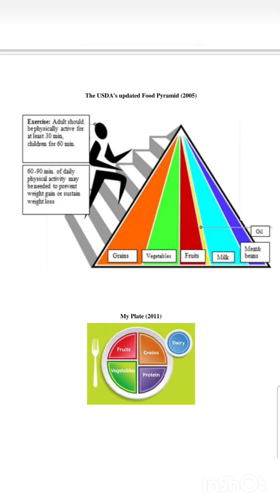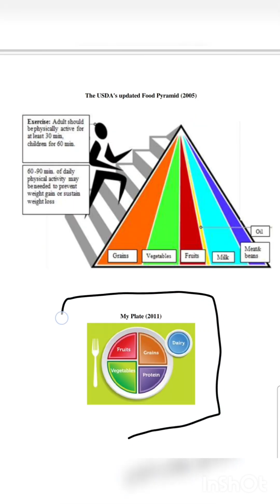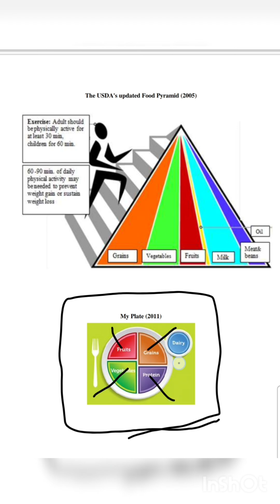And in the same topic, we have my plate. This is my plate, what I was telling you about. This is my plate. So this is the ideal plate which an individual needs to have daily. The 1/4 portion consists of fruits, 1/4 consists of grains, proteins and vegetables, and the dairy products. Right, this is the ideal plate which we need to have for balanced diet nutrition.